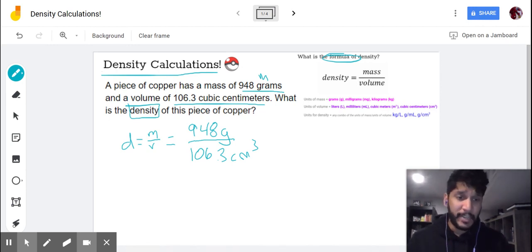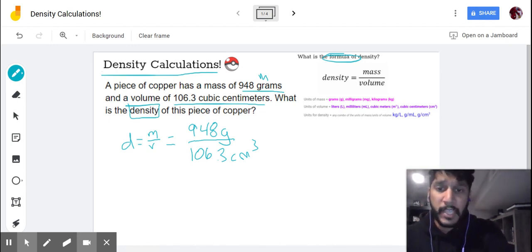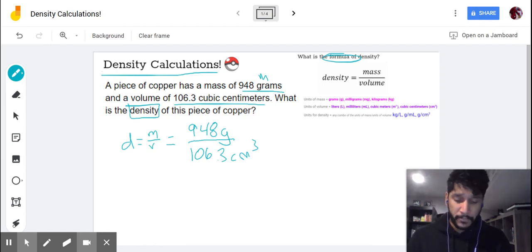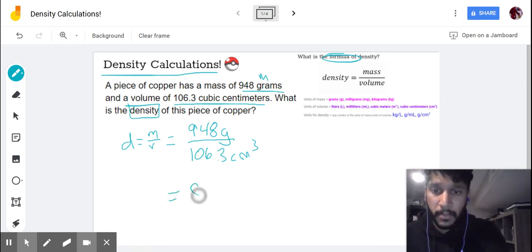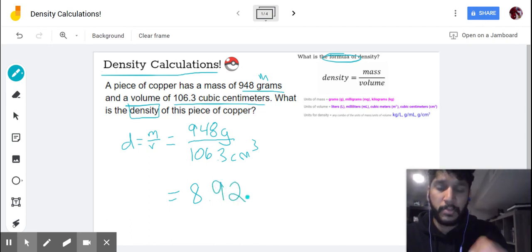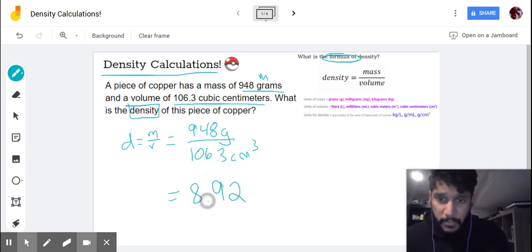So now we're just going to calculate it out. We're going to take 948, plugging that into our handy dandy calculator, divided by 106.3. And I got 8.92. Let's make that decimal a little bit there.